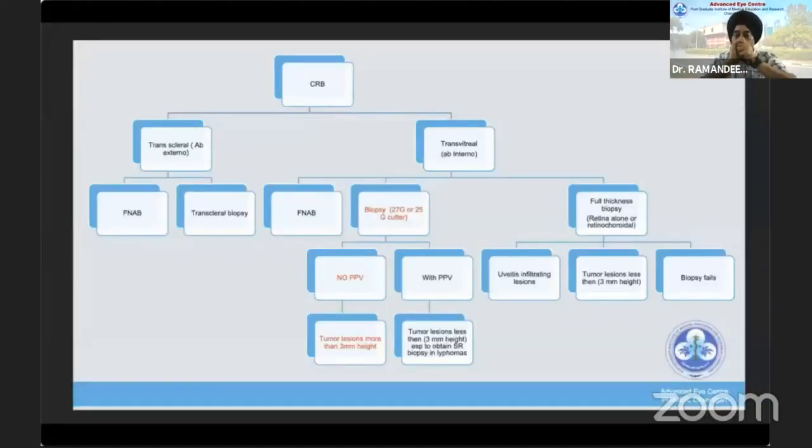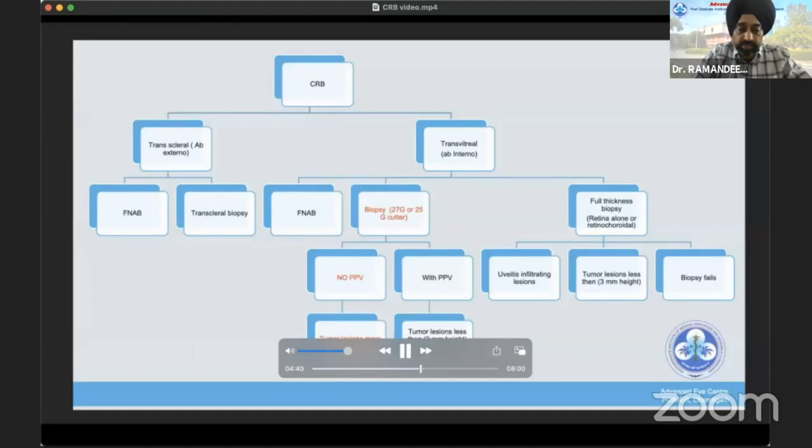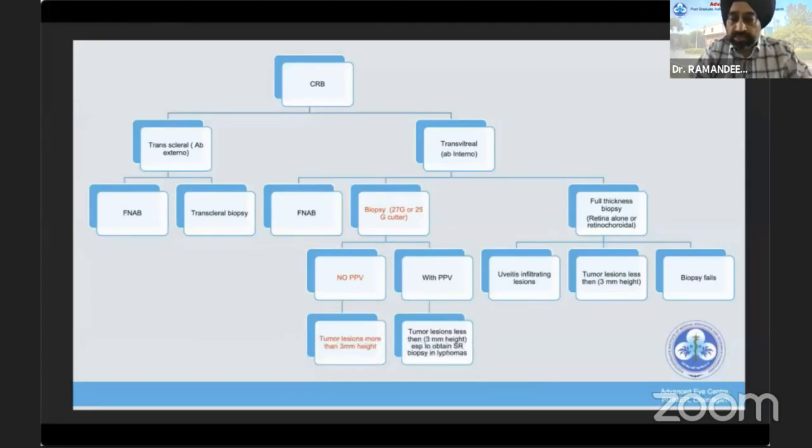As we are moving towards the minimalistic approach to avoid the complications of bigger gauges, this has happened here also in the retinochoroidal biopsies. Biopsies with the smaller gauge cutters were introduced, and this completely replaced the needle biopsy, where the yield was poor. It was shown that it was useful for tumors more than 3 millimeter. And vitrectomy, no vitrectomy, these are the two techniques you use.